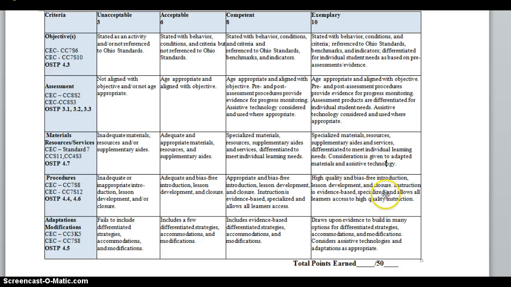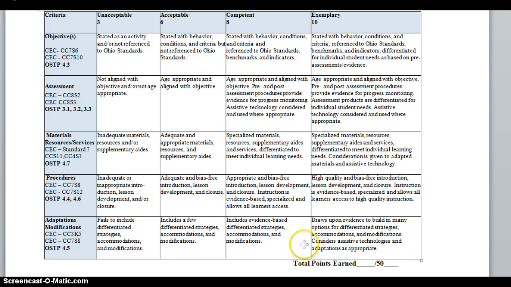The difference between the exemplary and the competent area in the procedures section is that you didn't quite use high quality speech and materials. It's appropriate, but it's not elaborated on sufficiently. If I was a sub, I might be kind of confused by some of the steps in your procedures.